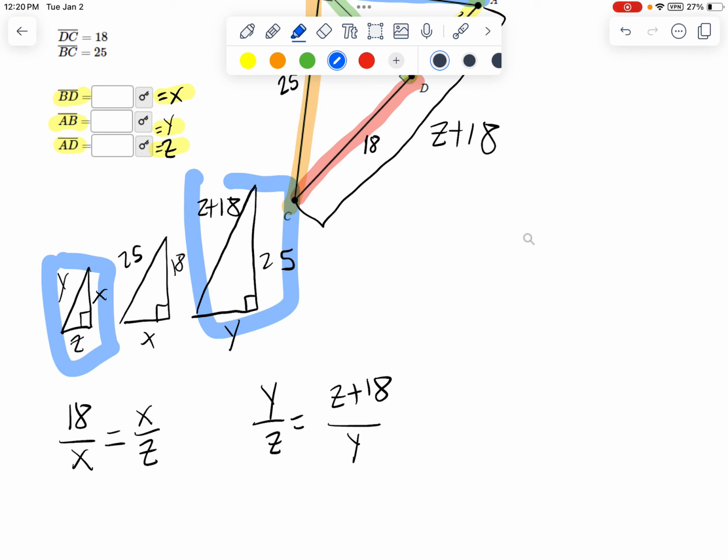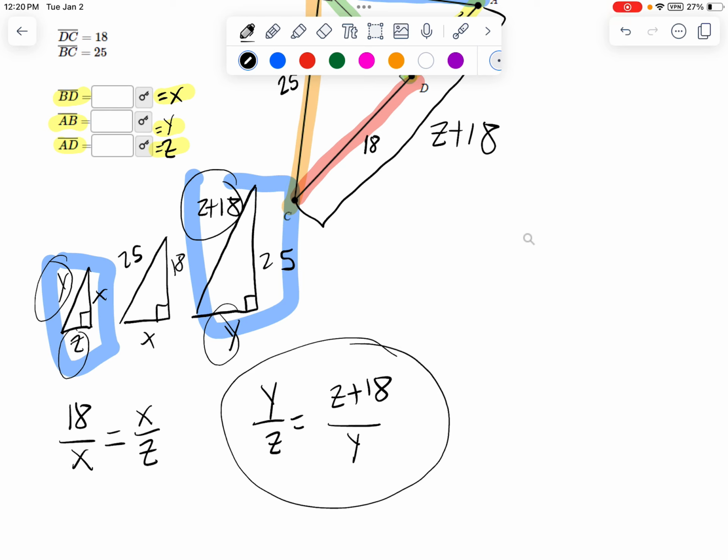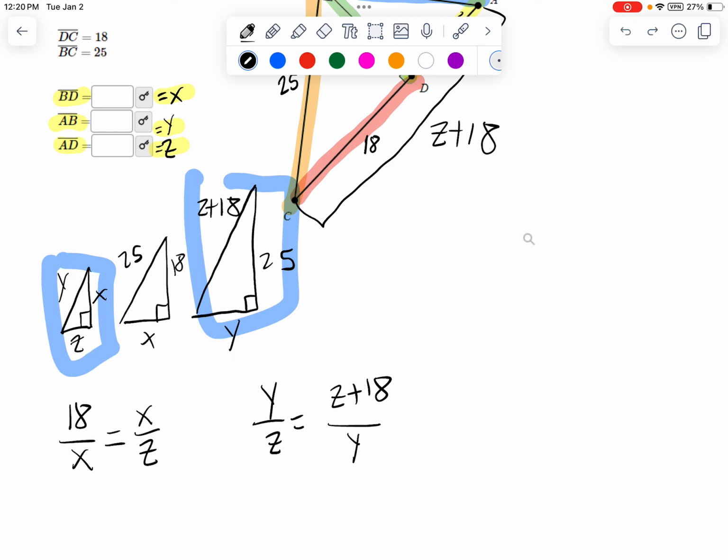Okay, so now we just keep it going from there. And I say, okay, well, now we have z plus 18 over y equals y over z. Oh, that seems familiar, doesn't it? Sigh. But it's okay, right? You can still go through this and we can still solve it.